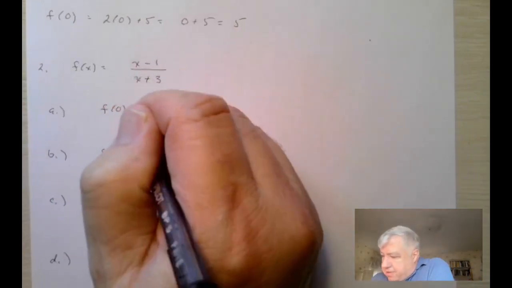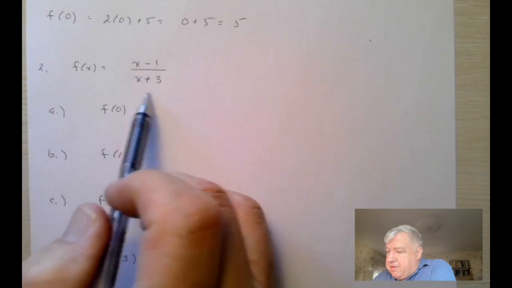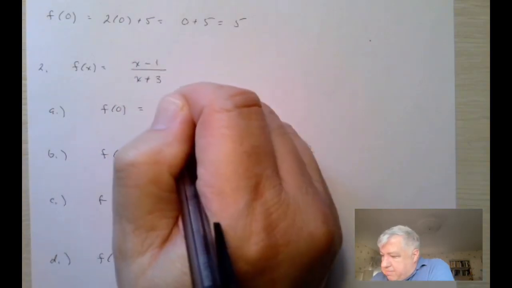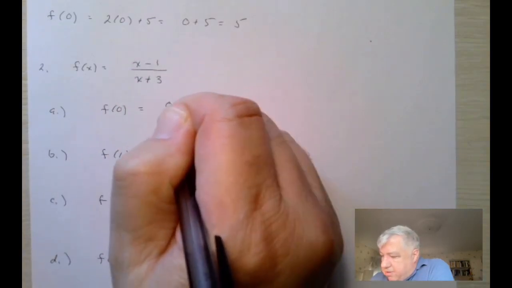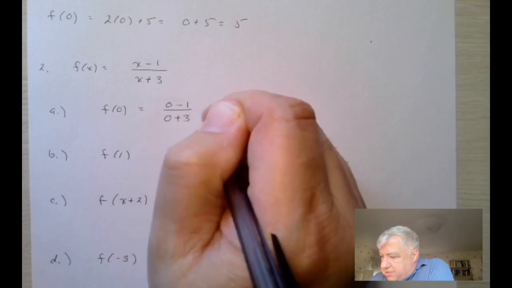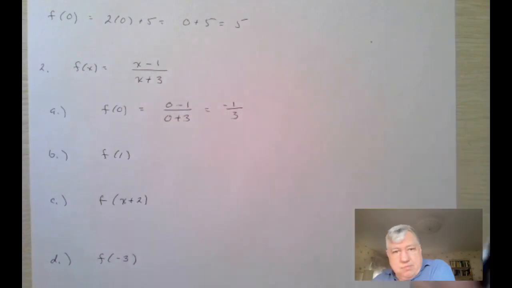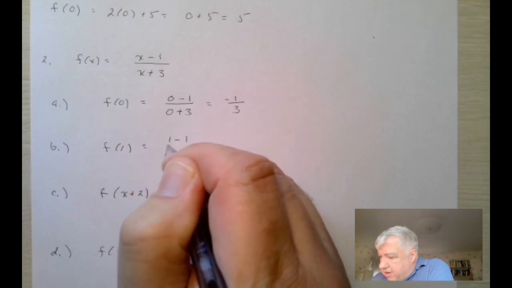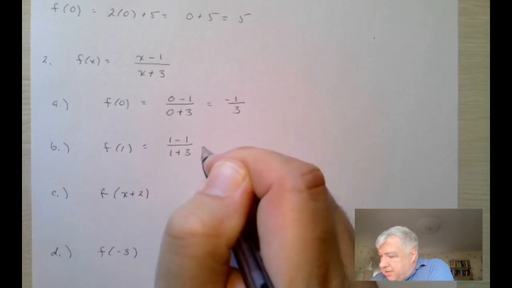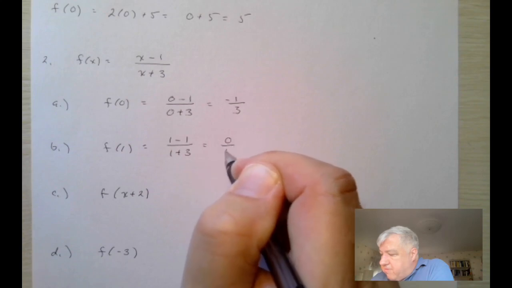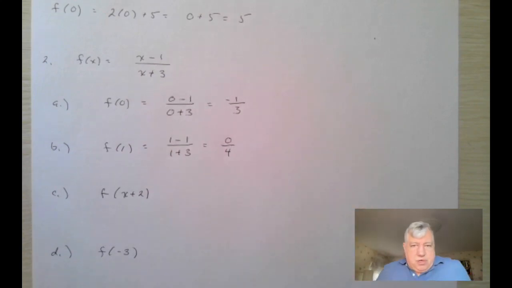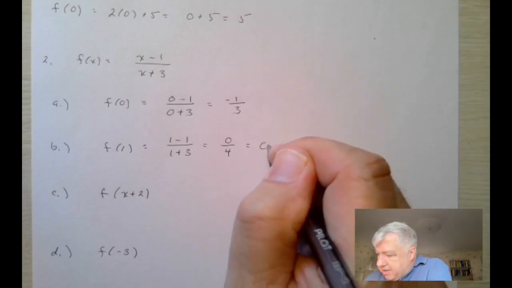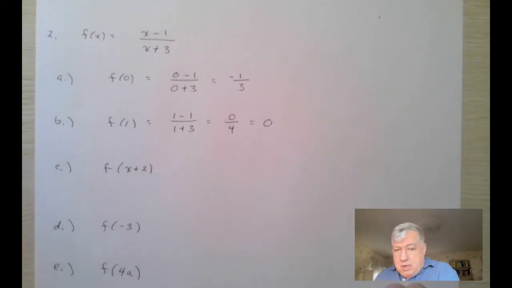f of 0 in this case, if f of x is defined this way, f of 0 would be 0 minus 1 over 0 plus 3. So this would be negative 1/3. f of 1 would be 1 minus 1 over 1 plus 3. That would be 0 over 4. And 0 divided by any non-zero number is always going to be 0. So we can just write this as 0.